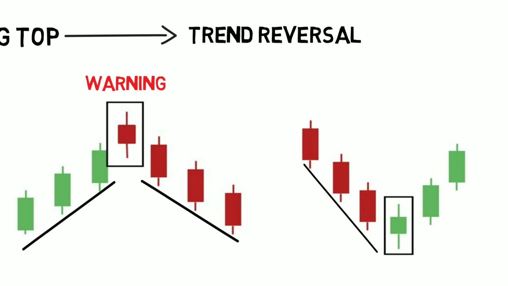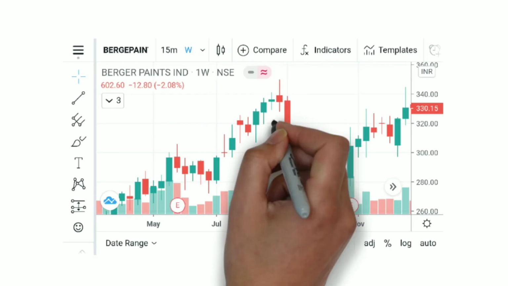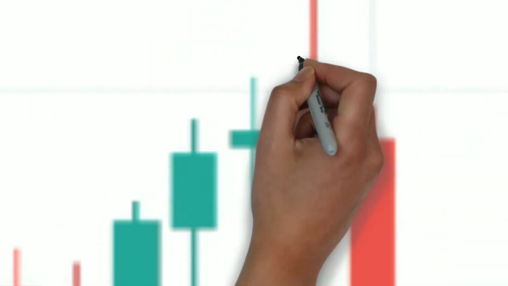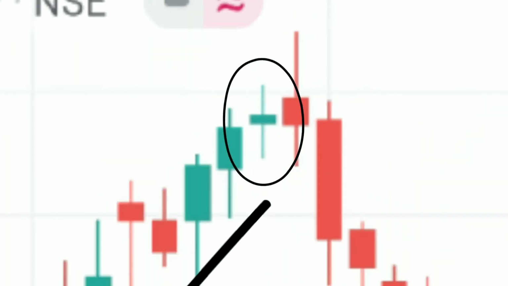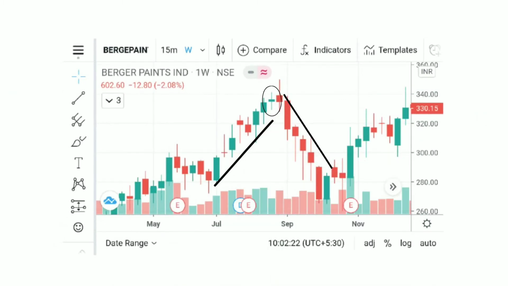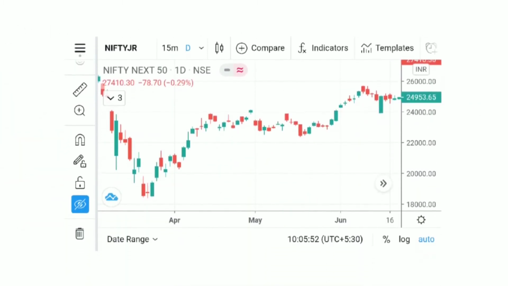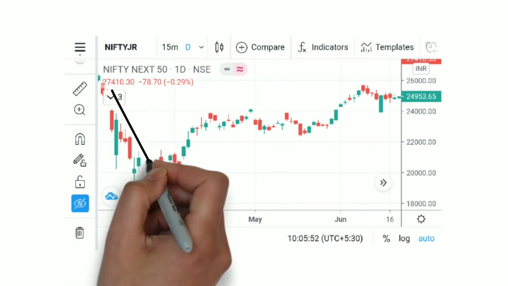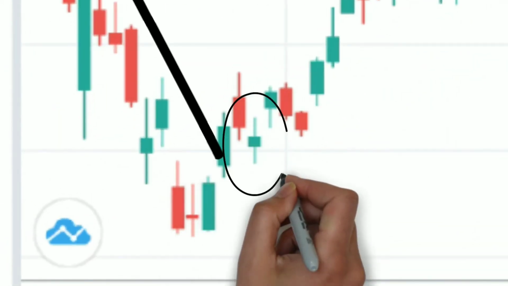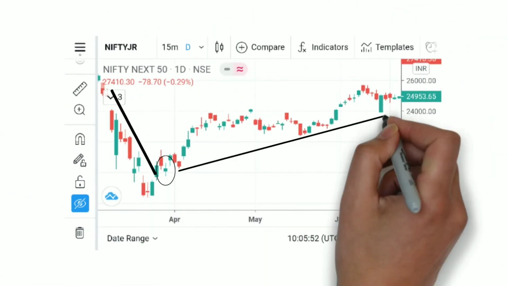I will give you some real life examples. Look at this chart. After a long bullish trend, it formed a spinning top and then it moved to lower levels. Now take a look at this chart. After a bearish trend, it forms a spinning top and a trend reversal happens.